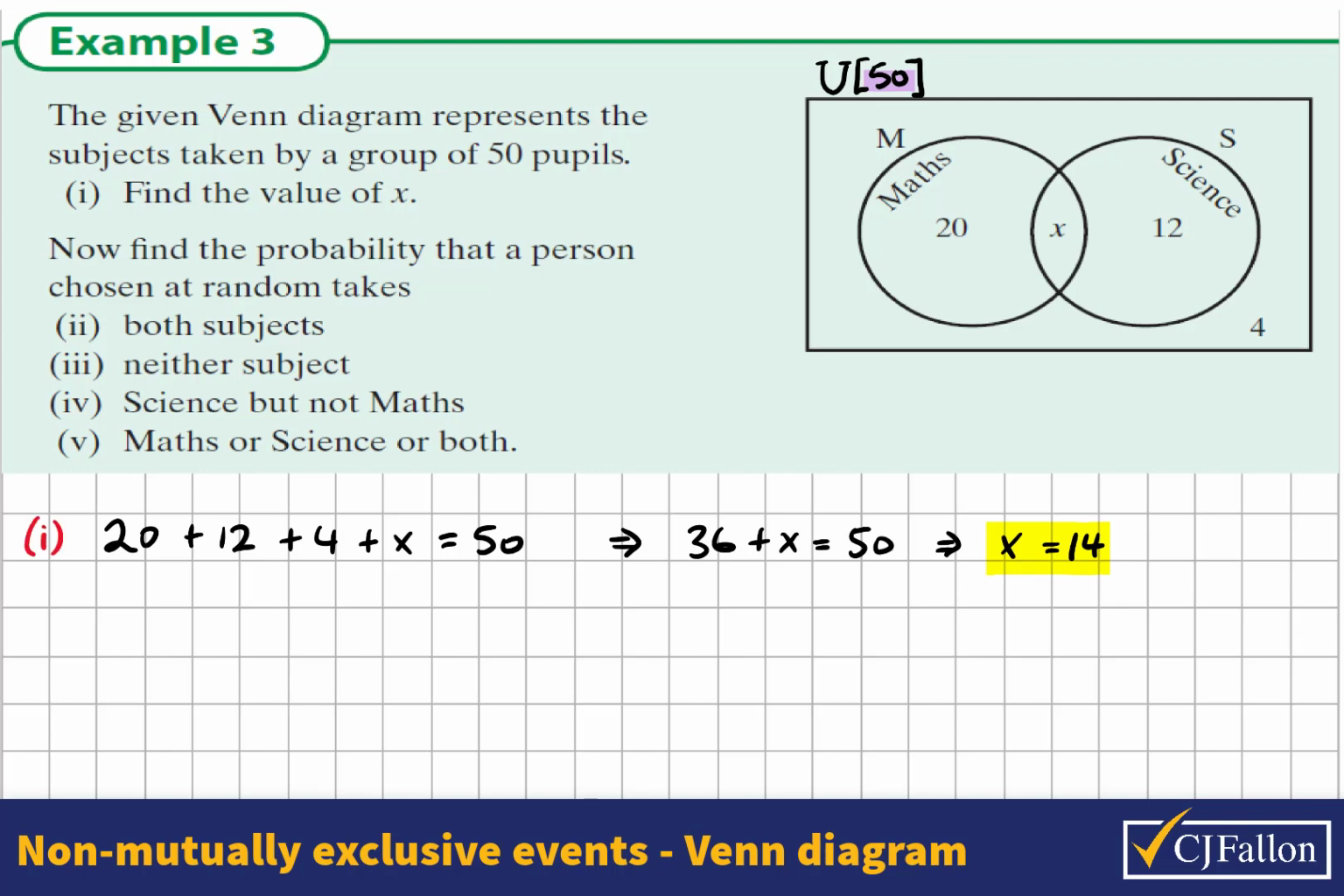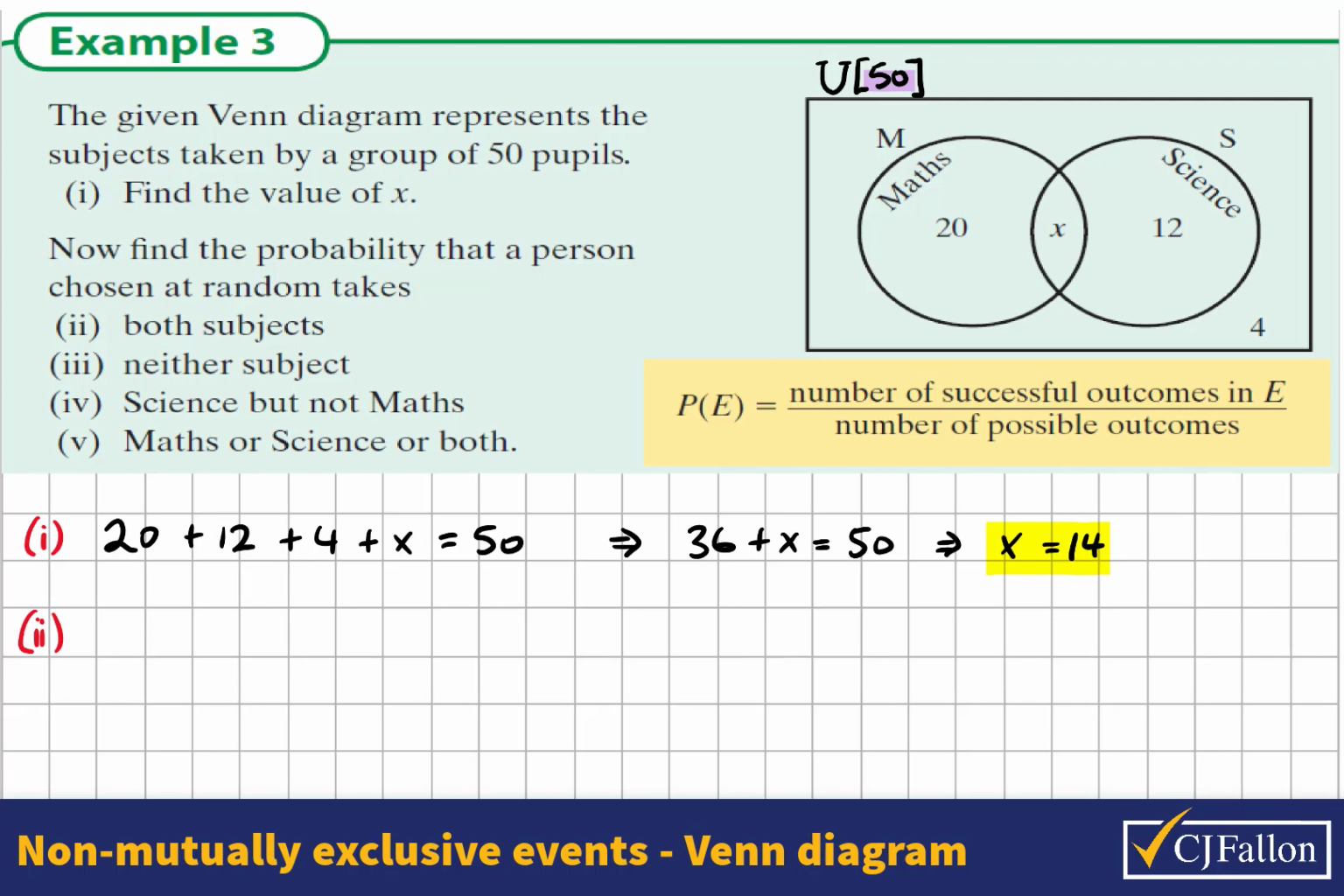Now we're asked about probabilities. Find the probability that a student selected at random would be studying both subjects. So the maths intersection science. So we see the intersection here is x, which we found out to be 14. So there's 14 out of 50, which is the total in the universe, is the probability a person selected at random will study both maths and science, and just reducing that fraction, it's 7 out of 25.